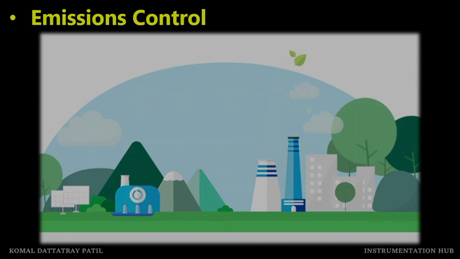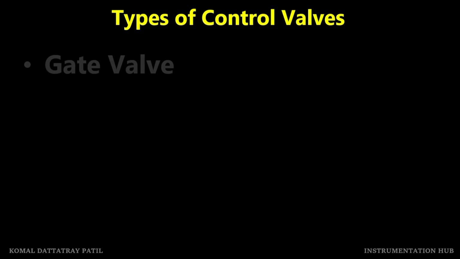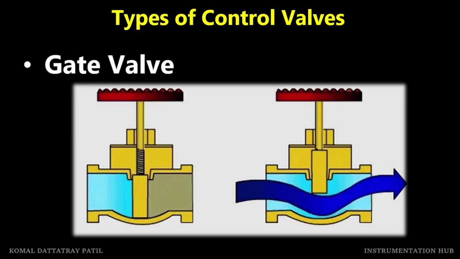The first type is the gate valve. Gate valves control flow by raising and lowering a gate. A gate is a flat or wedge-shaped disc which can be inserted into or out of the flow path. When the gate is lifted, the valve is fully open, which allows liquid to flow. When the gate is lowered, the valve is closed, which blocks the flow. For more understanding, you can refer to the image on the screen.